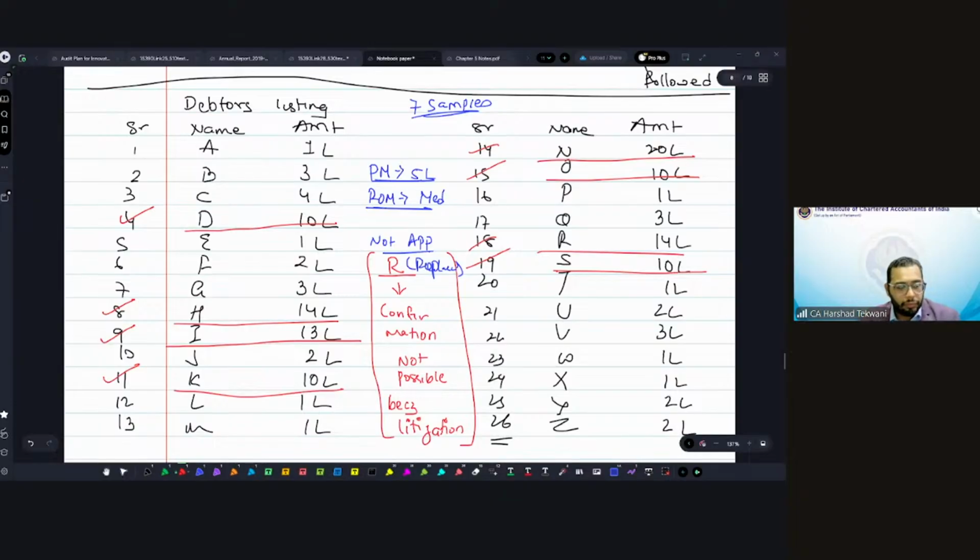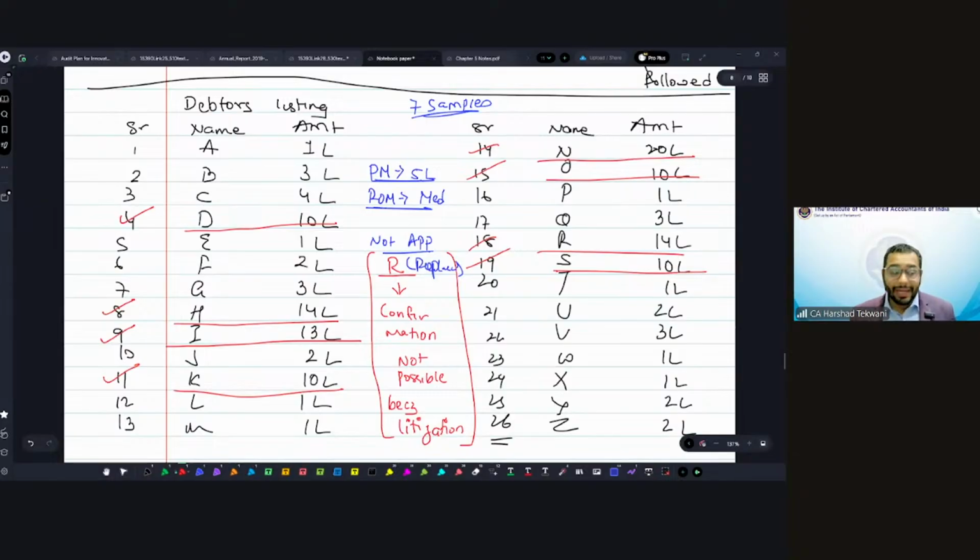Sir, sampling risk: the auditor has selected, as an example, 30 samples out of 1000 samples. The remaining 730 samples, if he had tested them, then what could be the error? That is the difference between the tested sample and the not tested sample. That is a sampling risk. Okay.